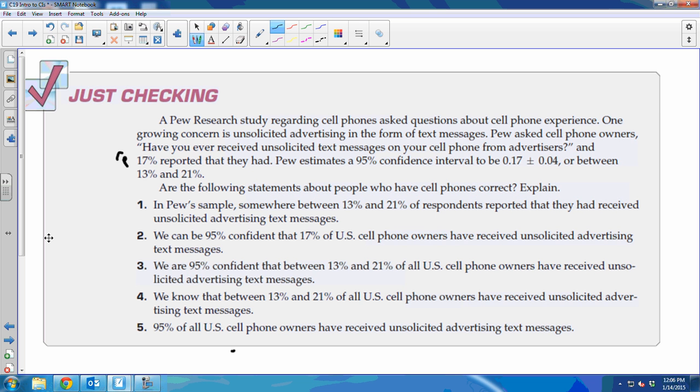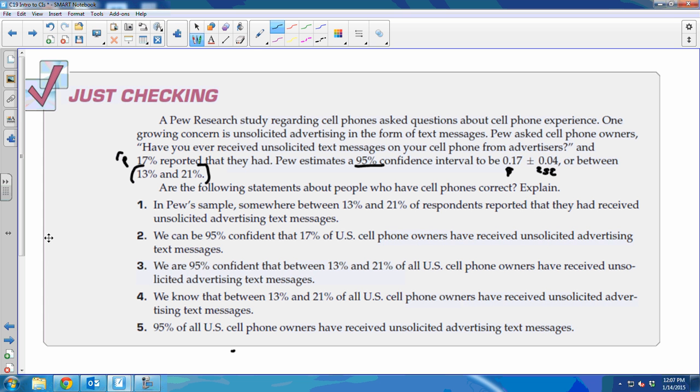Pew estimates a 95% confidence interval to be 0.17, again, that's your p hat, plus or minus 0.04. That's going to be your standard error, right? That's going to be 2 times your standard error, because it says 95%, right? Okay, so, or between, and it gives you the percentages, 13% and 21%. Okay? So we know what p hat is. We know 95% confidence, so we know the level, and we also have the interval.